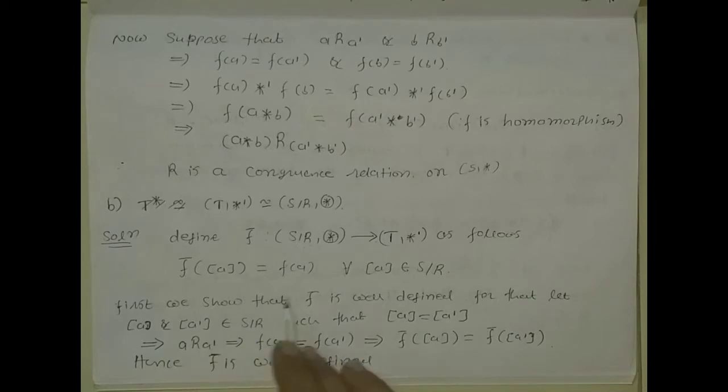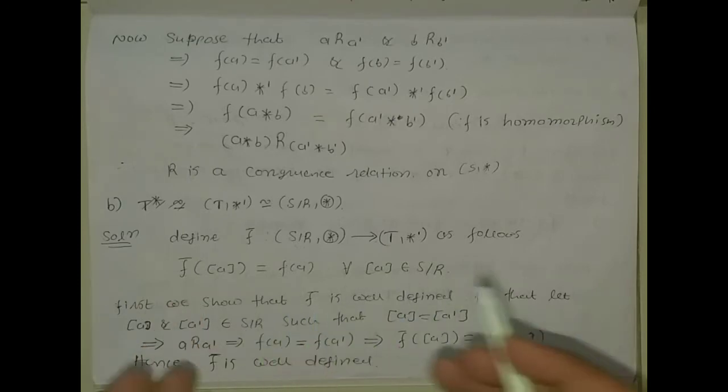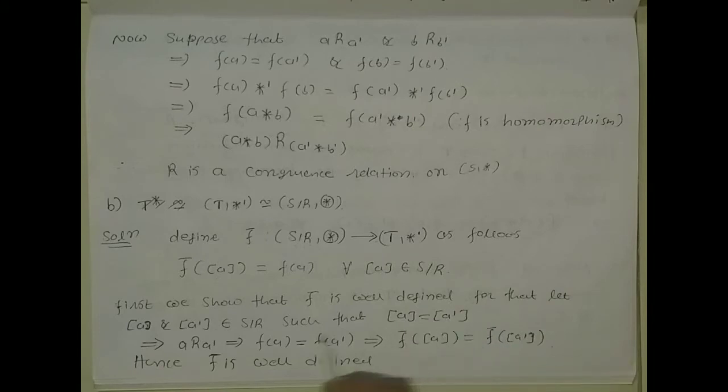So first of all we saw that F bar is well defined. For that we have considered two arbitrary elements from S quotient R which are equal. So consider the equivalence class of A and A dash are the same, that is, the equivalence class of A is equal to the equivalence class of A dash. Now these two elements have the same equivalence classes, so these two elements are related with each other. So this implies that A is related to A dash.